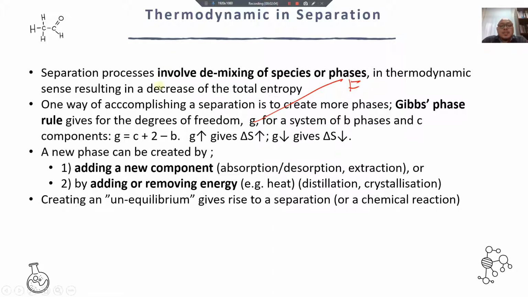So if you look over here, G equals C plus 2 minus P. Sometimes people also write G equals C minus P. It doesn't matter, as long as at the end it refers to the same equation derived the same way, it should be fine. If you look over here, as G increases, this means the entropy increases as well. So as G decreases, it reduces the total entropy.